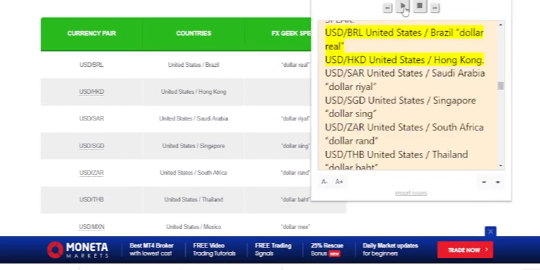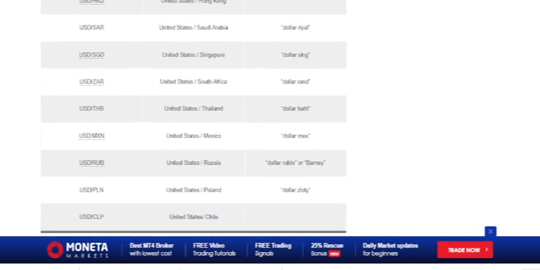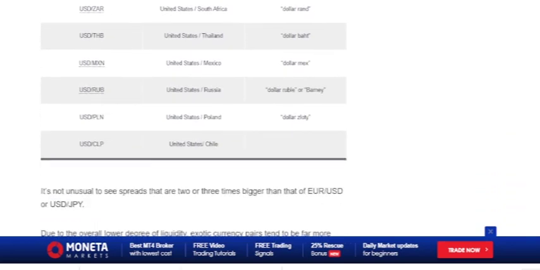USD, BRL. The whole thing with exotic pairs is that they involve major currencies and then the currencies of emerging economies. In this case, the emerging economies include Brazil, Hong Kong, Saudi Arabia, Singapore, South Africa, Thailand, Turkey, Hungary, Russia, Poland, Chile, etc. There are very many currency pairs.